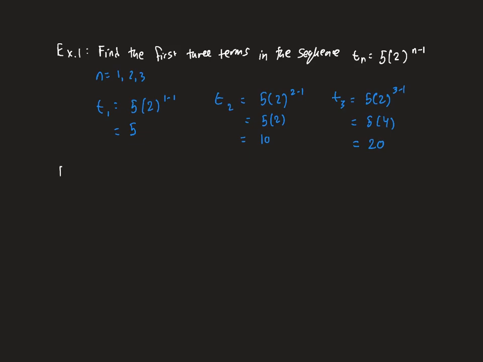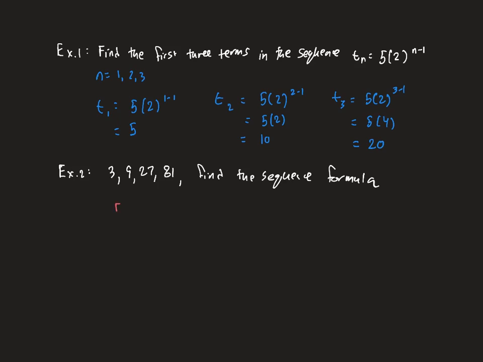Now, let's say I give you another example here. Let's find a formula here. So let's say I gave you 3, 9, 27, 81. Find the sequence formula. Well, what am I noticing? 3 times 3 will definitely give me 9. 9 times 3 will give me 27. 27 times 3 will give me 81.